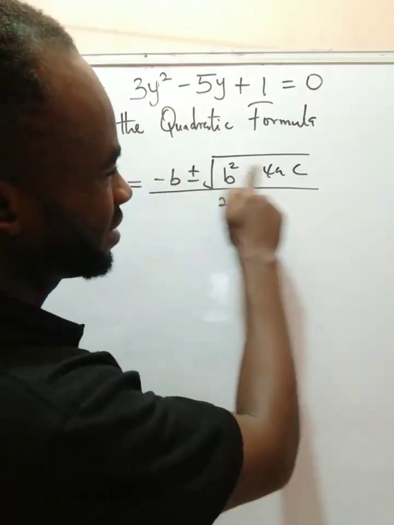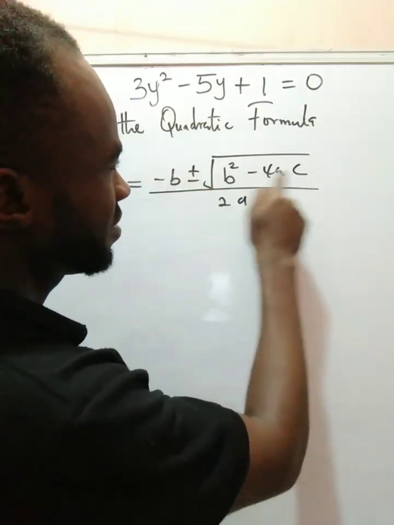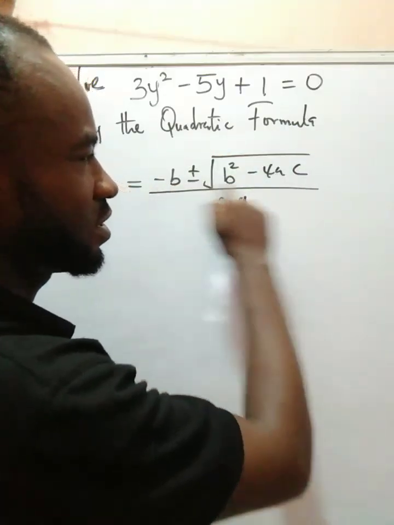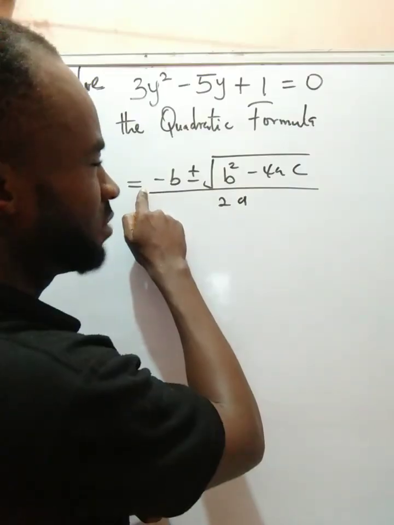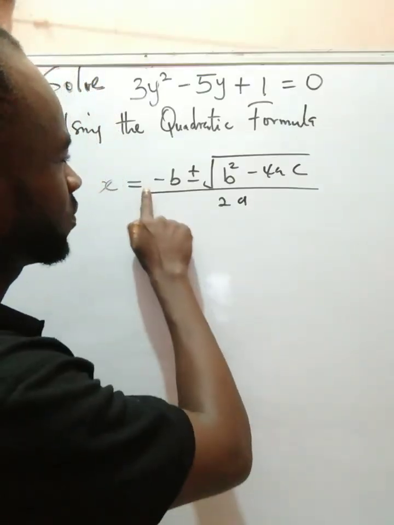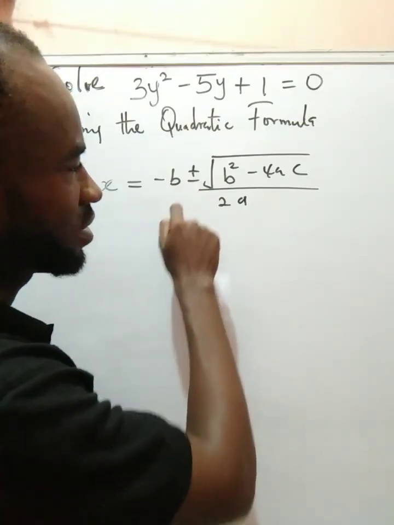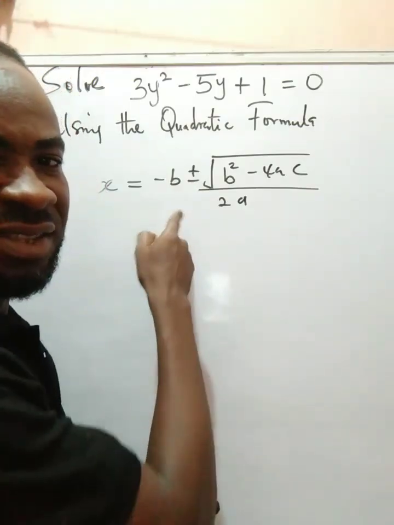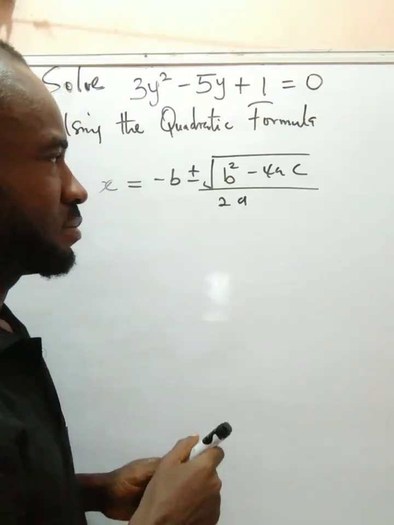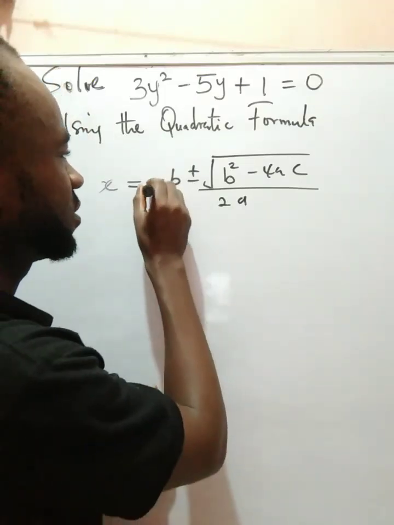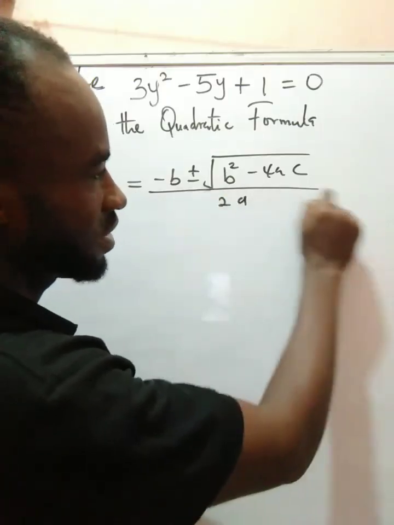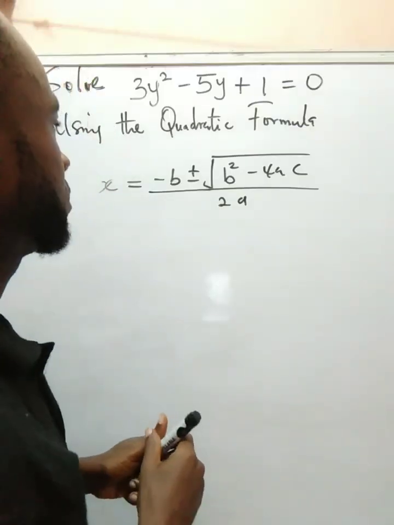See, everything here is the numerator. This division sign is covering from the minus b down to the end. Some students write theirs like this, and this is not the same. Okay, they are not the same. So please take note, the division sign cuts across everything. So this is the proper way.